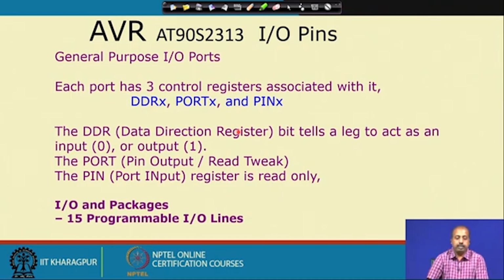So, for the IO pins, these are general purpose IO ports, and each port has 3 control registers associated with it, DDRX, PORTX and PINX. The DDR register is the data direction register. It will tell whether a pin will act as an input pin or an output pin. If it is 0, then it will be an input pin, and if the bit is 1 in the DDR register, then it will act as an output pin.